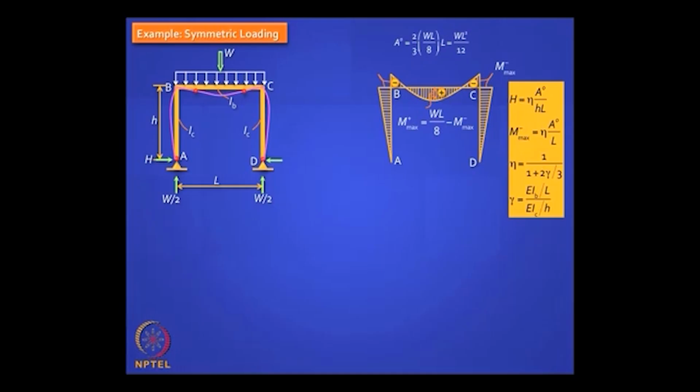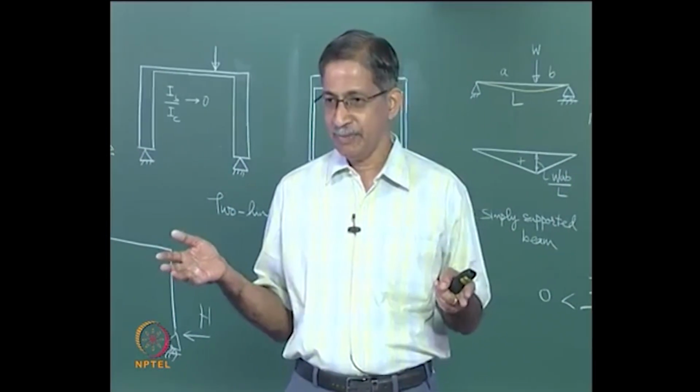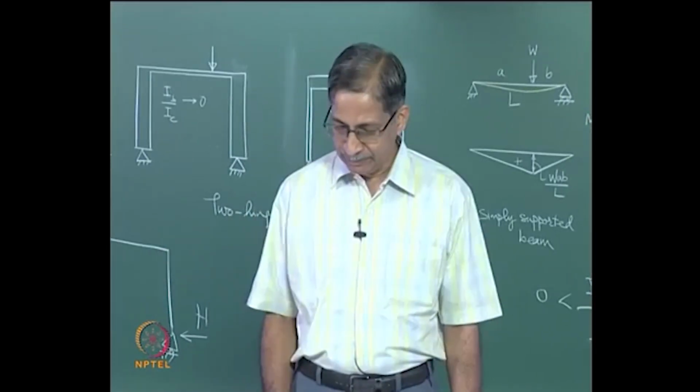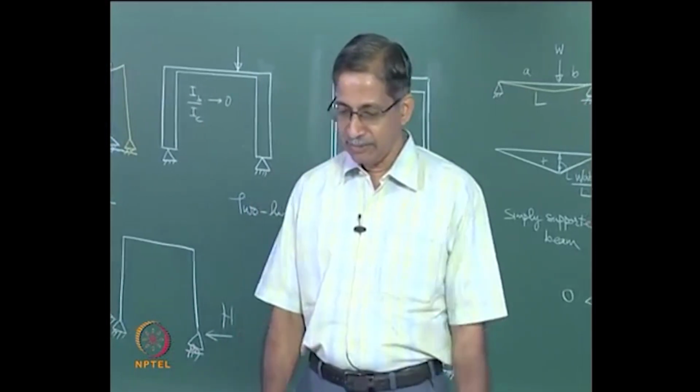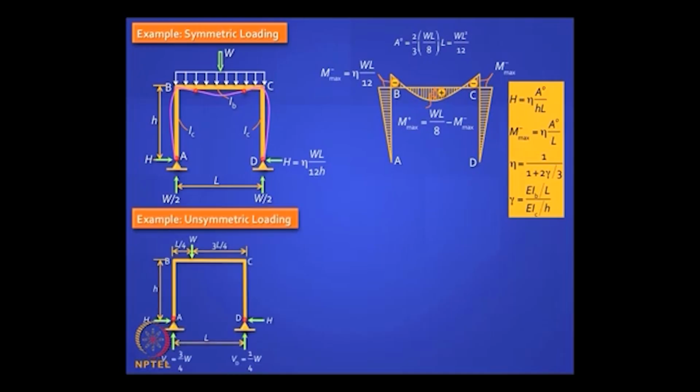Now WL by 12 reminds you of what? The fixed end moment. So it is the other extreme. So it is a fixed end moment into a parameter eta which can vary from 0 to 1. So the highest moment you can get is that of a fixed beam, and the lowest is a simply supported beam. So it is a very simple calculation, and your bending moment diagram at the mid span will be WL by 8 minus whatever value you get here, clear? Because it just gets lifted up.